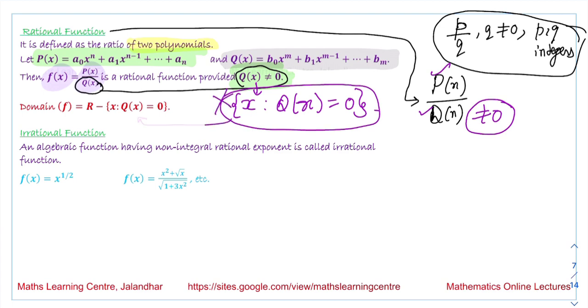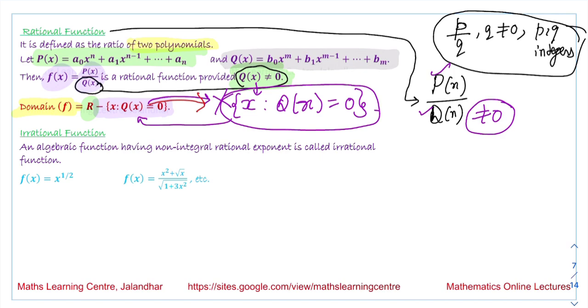So this gives us that the domain of the function f is equal to all real numbers minus all those numbers x for which q(x) is equal to 0.